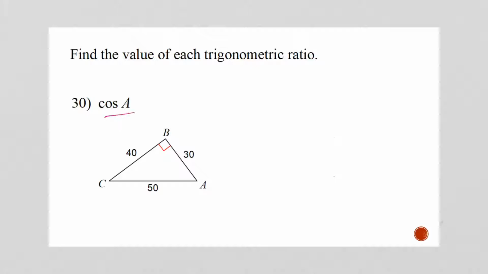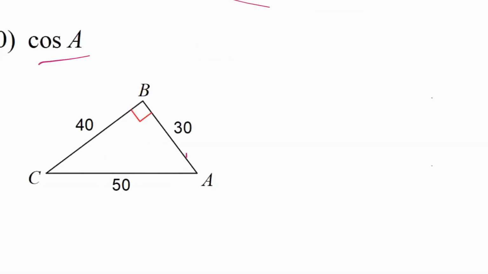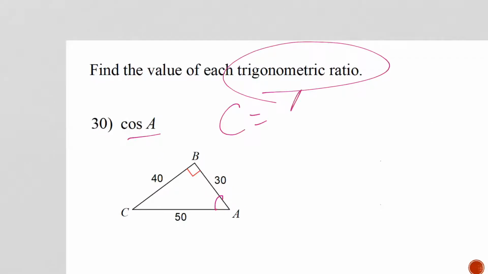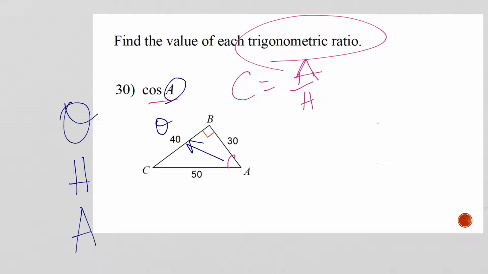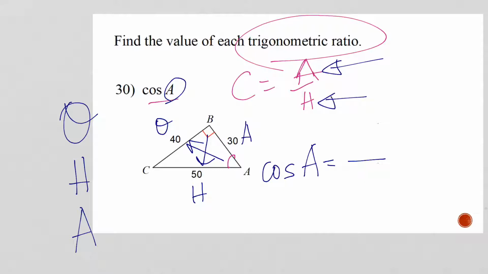This one's asking us to find the trig ratio of cosine of angle A. So cosine is CAH, which is adjacent over hypotenuse. Some of you guys are still struggling naming your sides. So O for opposite, H for hypotenuse, A for adjacent. Because it's talking about angle A, I'm going to label the opposite side O. The hypotenuse has to be H, which means the last side will be A. So cosine of angle A is equal to A divided by H.